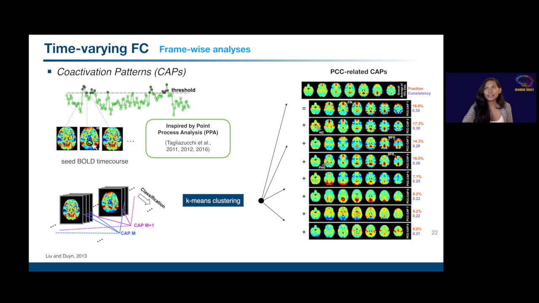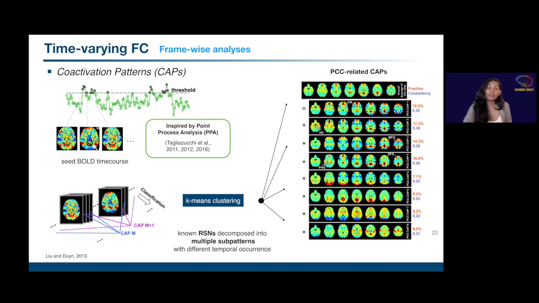In this case, here are the co-activation patterns according to the posterior cingulate cortex. And even though we use the posterior cingulate cortex, we don't only see the default mode network itself, but also different subsystems of the default mode network at different temporal frequencies.